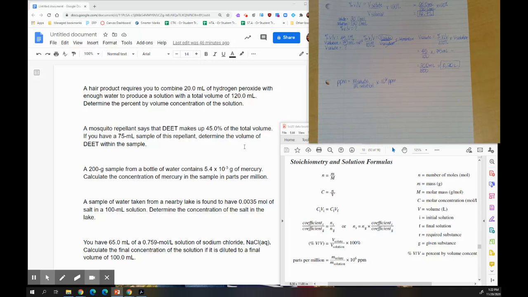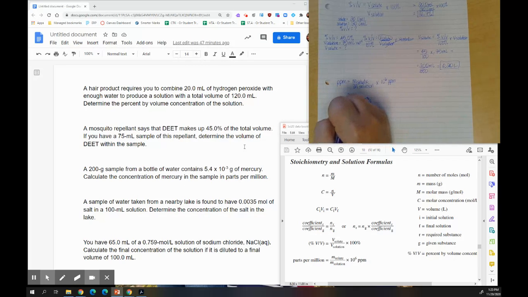Okay, so let's take a look at the next question that we've been given in which we need to use this formula. Again, just as in the previous one, my units here, I'm generally going to be looking for grams, so I want my mass in grams. Again, remember, it does show you on your formula sheet mass in grams. So let's try the next question. It says a 200-gram sample from a bottle of water contains 5.4 times 10 to the negative 3 grams of mercury. Calculate the concentration in the sample of mercury in parts per million.